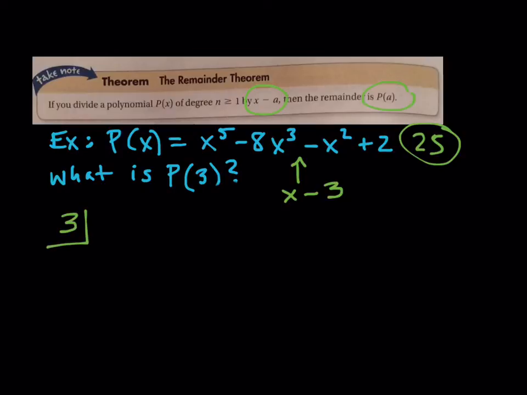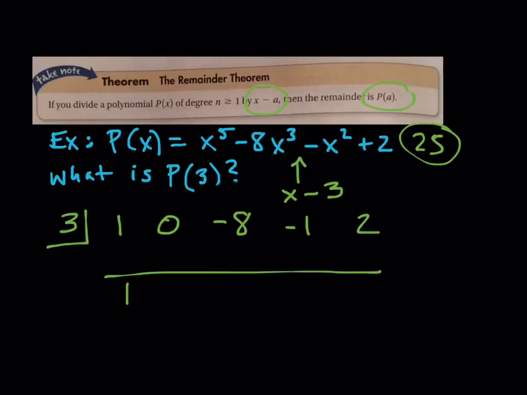So that's what I use for synthetic division. Okay, and then the coefficients, I have an x to the 5th term. I'm missing x to the 4th, so fill in a 0. Then negative 8 for the x cubed term, negative 1 for the x squared term, and then 2 for the constant.